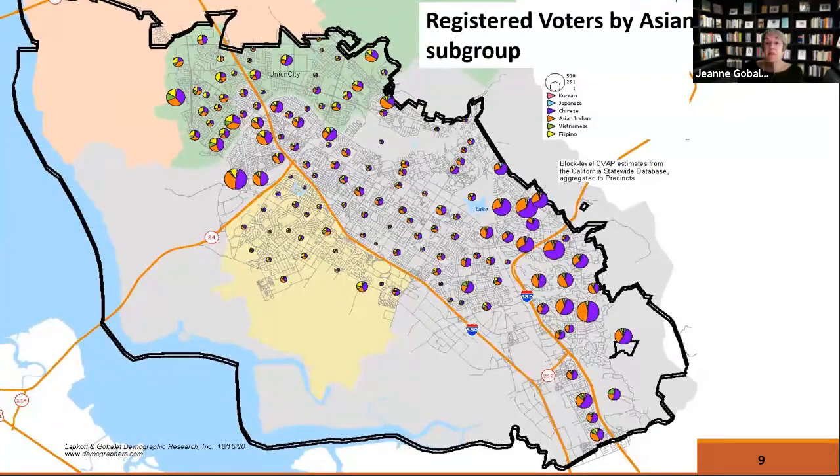This is block level CVAP estimates from the California Statewide Database, registered voter database, aggregated to voting precincts, which we take into account when we draw election district boundaries, because registrars of voters really want us to try to use the existing precinct boundaries if possible.